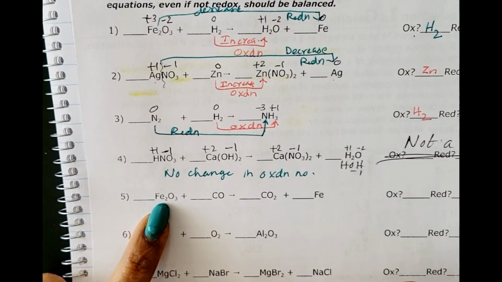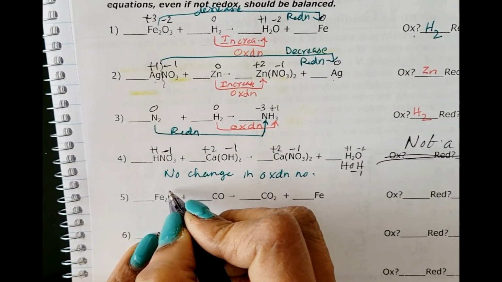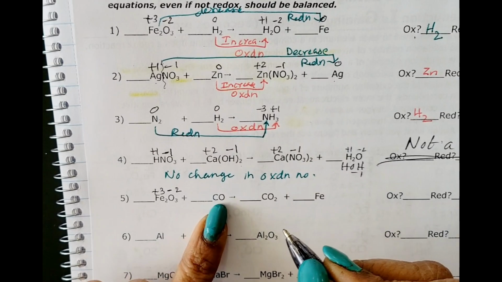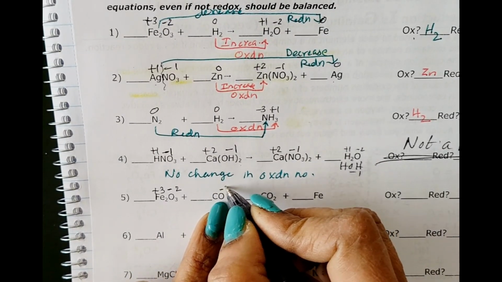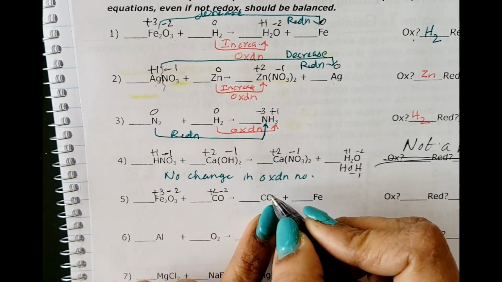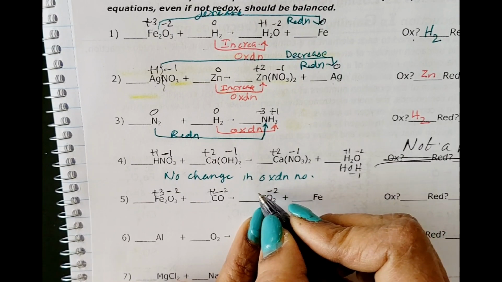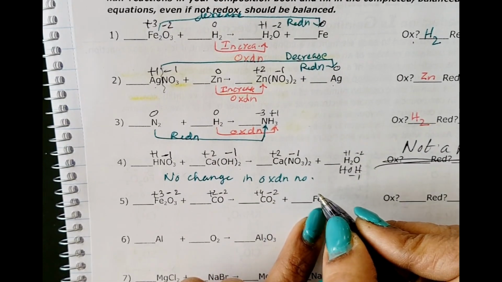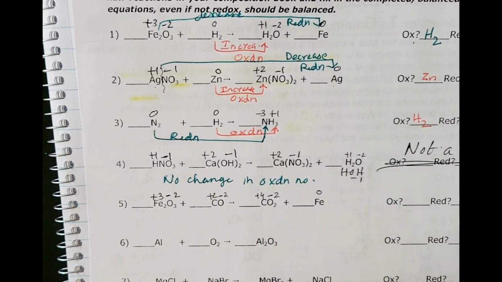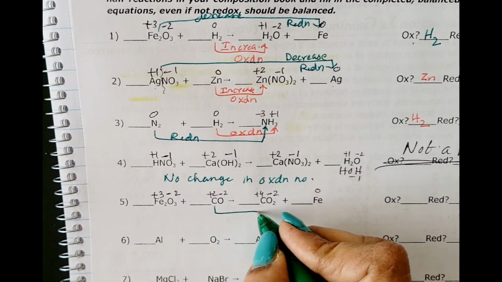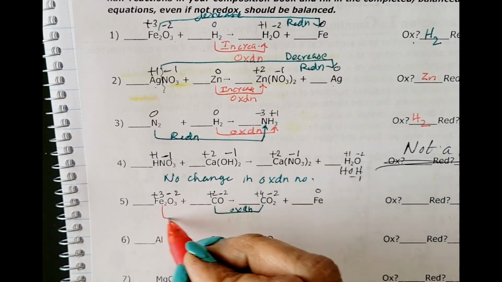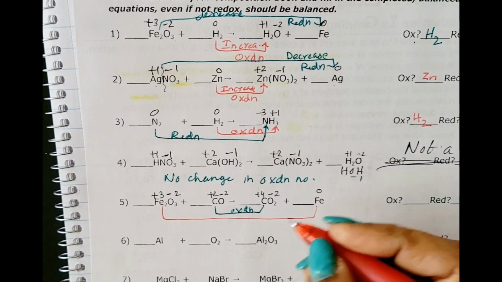What is the charge of iron and oxygen? Oxygen is what? -2 and iron +3. Okay, CO, oxygen is -2 and carbon +2. Here, oxygen -2, carbon +4 and Fe 0. Is it a redox reaction? Yes. Which one undergoes increase? Which one undergoes decrease? C in CO increased, which is oxidation, and Fe decreased, which is reduction.